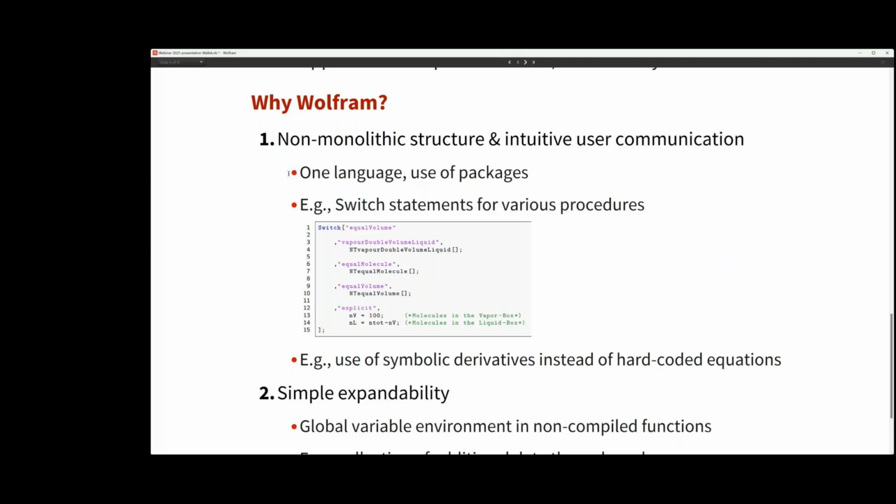And in non-time critical situations, we make use of the symbolic derivatives instead of hard-coded equations. For example, if you would like to derive an equation of state from a fundamental equation, or you want to calculate the fugacity coefficient from an equation of state, then these symbolic derivatives and integrations are very, very nice to have.